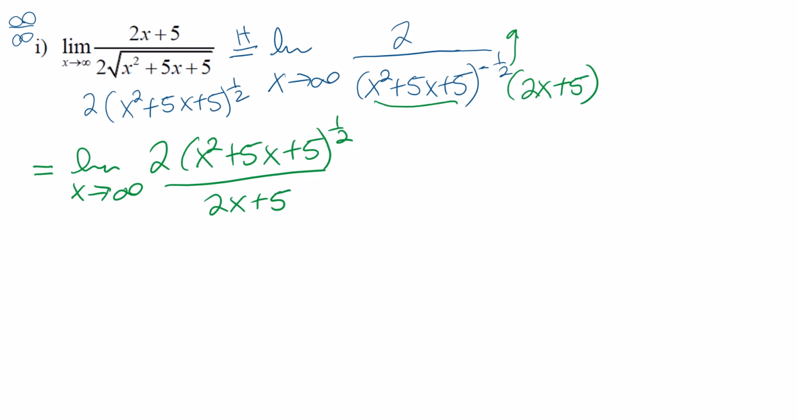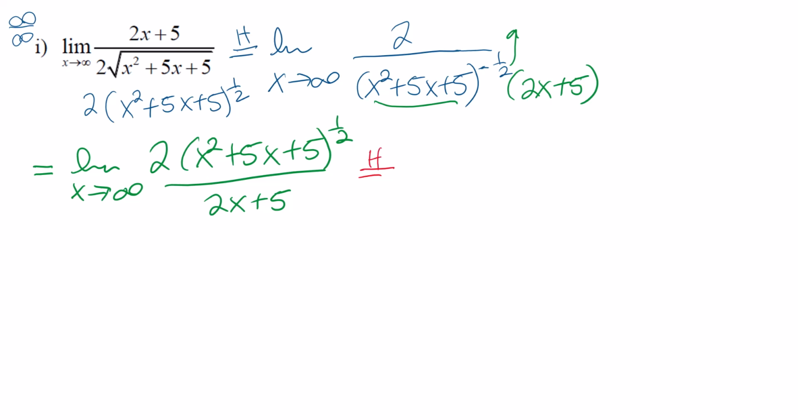Okay, now as we try and take the limit, the top is going to go to infinity and the bottom is also going to go to infinity. So we still have an indeterminate form, infinity over infinity. So let's apply L'Hopital's rule again.